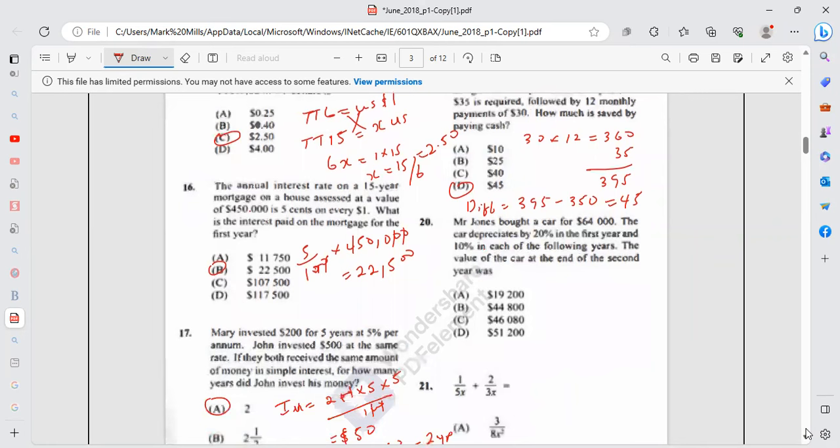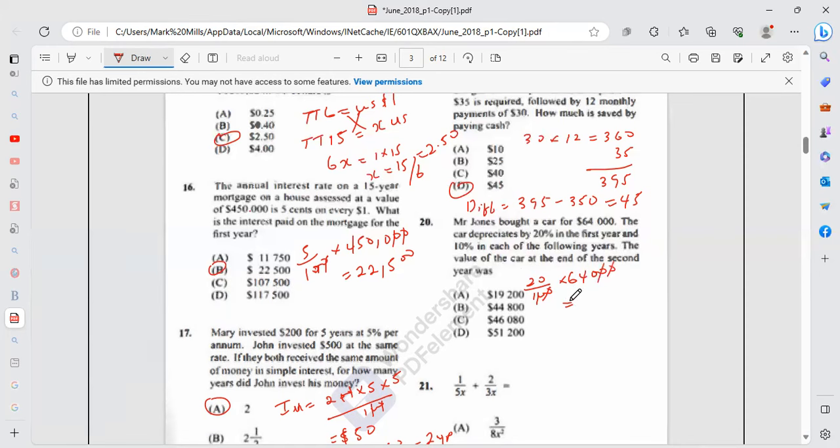Mr. James bought a car for $64,000 and it depreciates 20% the first year and 10% the following year. What's the value of the car at the end of the second year? So here, now we are going to say 20 over 100 times 64,000, right? Somebody should help me with the calculation. We cancel these two, right? So we multiply this, what do I get?